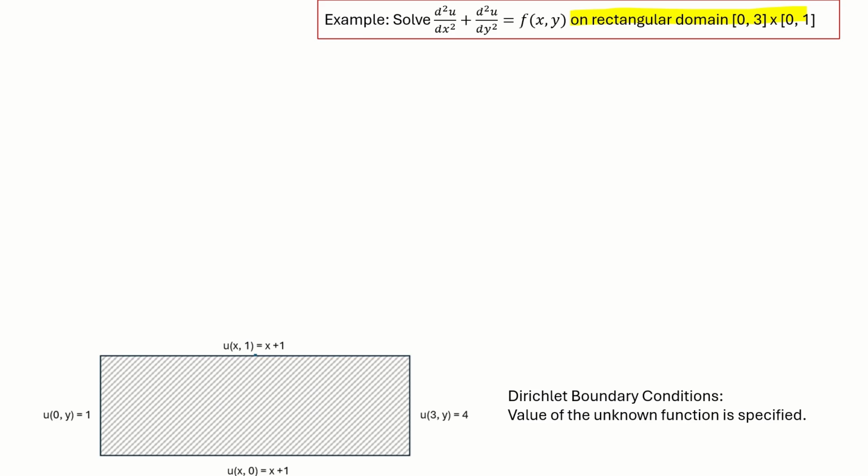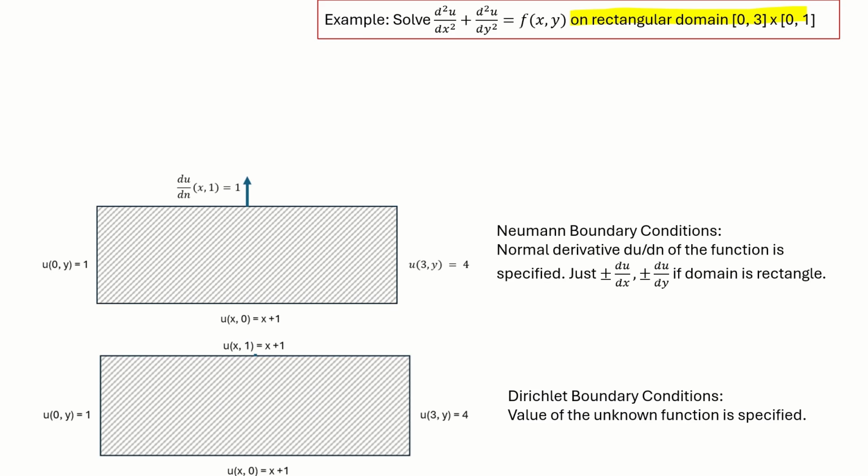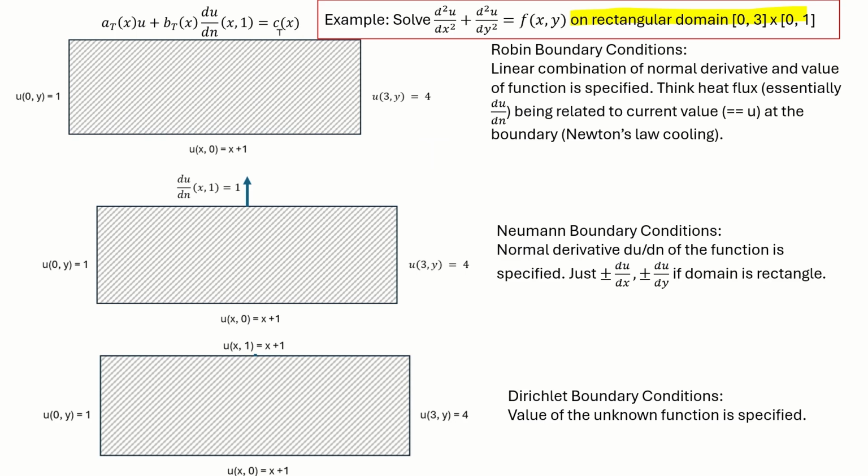The second type of boundary condition you commonly see is called Neumann conditions, where we specify the normal derivative of u along the boundary of the domain. Note that if our domain is a rectangle, this is the same as specifying either du dx, du dy, or their negatives. Finally, there are Robin conditions, where we specify the value of a linear combination of the normal derivative of u and the value of u, with the weights in the linear combination allowed to vary spatially.